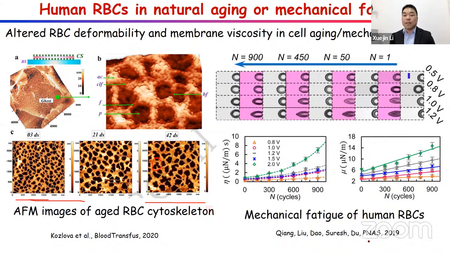For example, in a recent study, Chan et al. studied the mechanical fatigue of human red blood cells. They show that the red blood cell gets stiffer. You can see from the right figure that the shear modulus increases with the number of fatigue loading cycles, and the membrane viscosity also increases. So the red blood cell membrane becomes more viscous with the number of fatigue loading cycles.